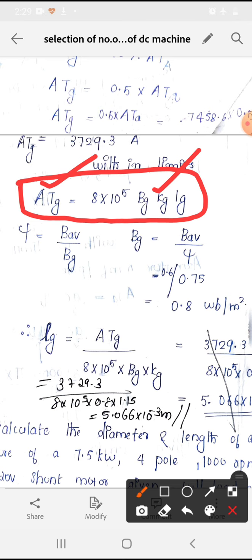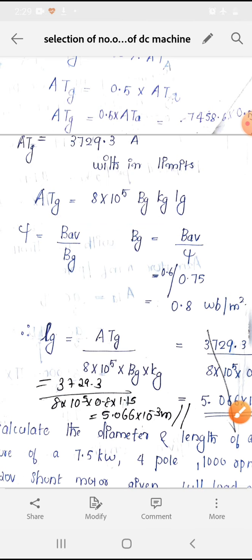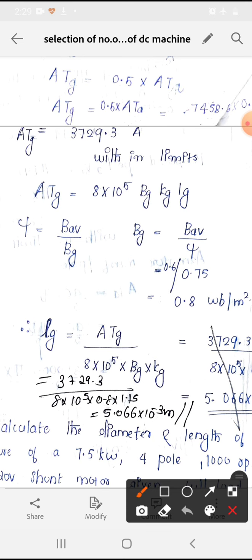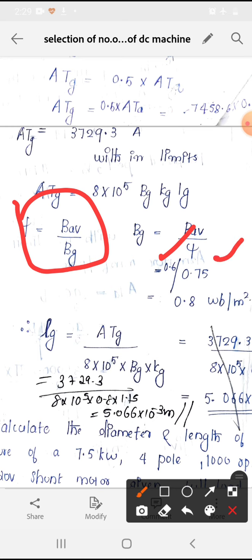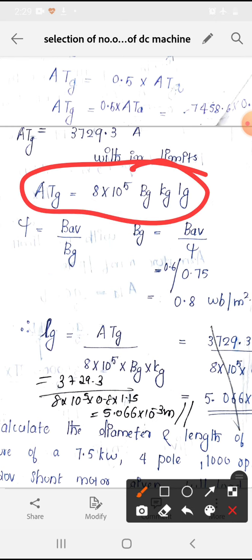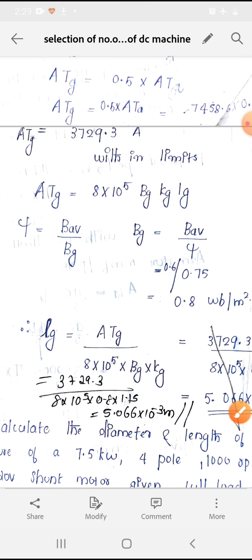Now we have to find out the value of BG. The relationship between BAV, BG and psi is psi equal to BAV by BG. From here, BG is equal to BAV by psi. In the question BAV is given as 0.6 and psi is given as 0.75. So BG is obtained as 0.8 Weber per meter square. Now substituting all these values in this equation, we will get the value of LG as 5.066 into 10 raised to minus 3 meter.